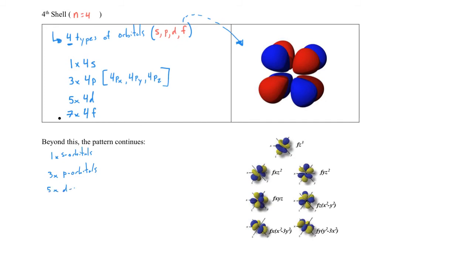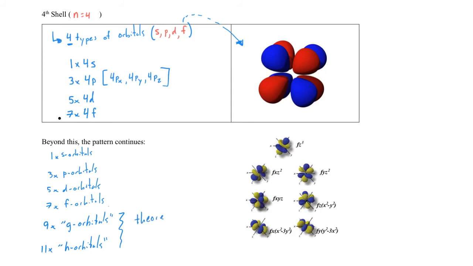fz cubed up top. Now, actually, if we went beyond this in terms of n is equal to 5 or n is equal to 6, and so on, well, you can get other types of orbitals. Now, we don't have a lot of experience with elements that exceed this energy level, but we do have computational models which show the types of orbitals.